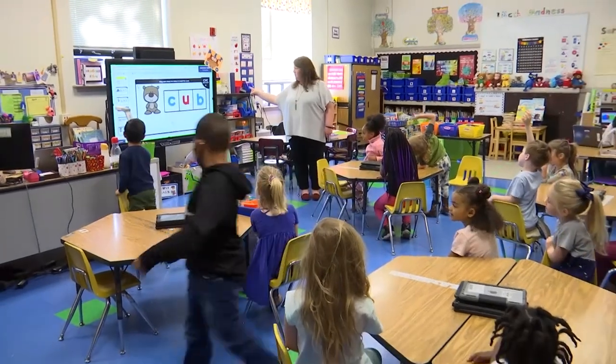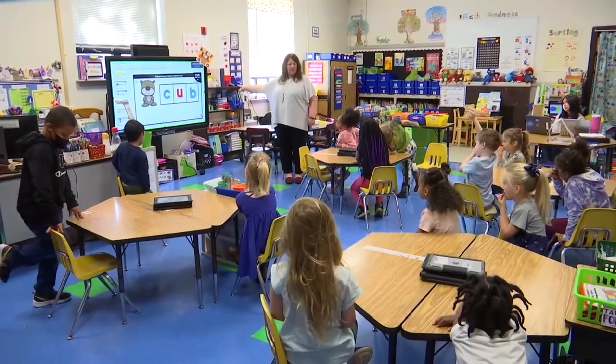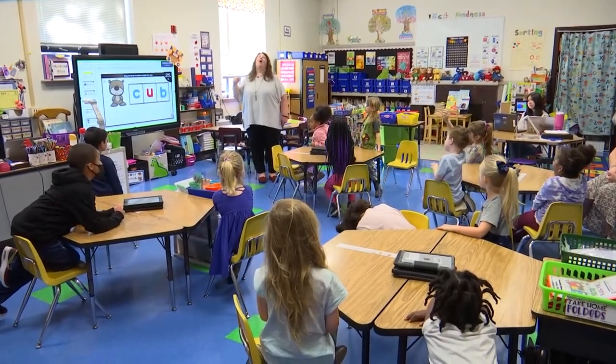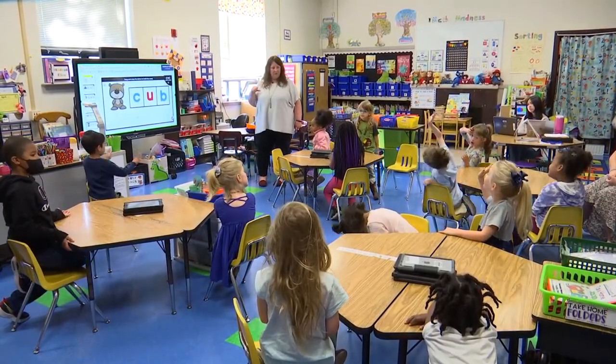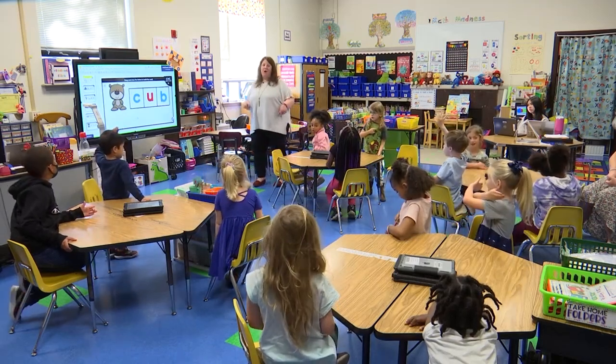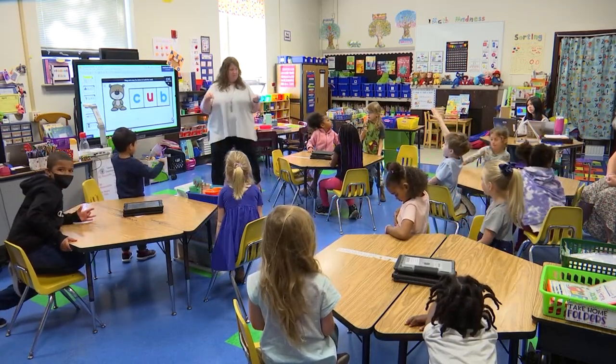How did you know that's a B and not a D? Because it's the wrong way for a D. The D is always turned that way, and we can check. Okay, right. Your turn. You ready? Yeah.